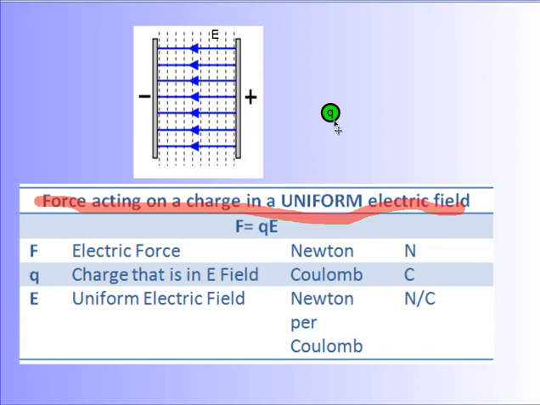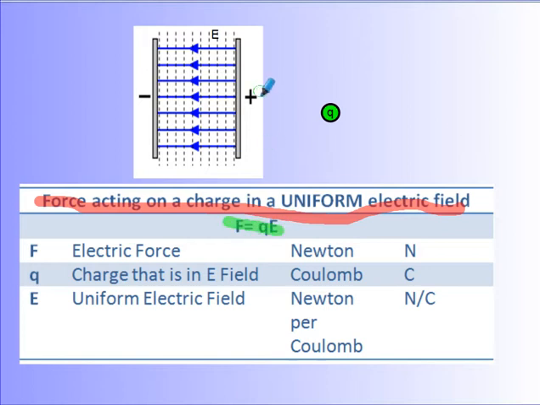Now, if my charge is of a charge Q, then we are going to measure Q in coulombs. And my uniform field is newtons per coulomb, or N per C. Now my force is always newtons. So F equals QE. Essential formula that you need to know. But you see kind of how straightforward it is?